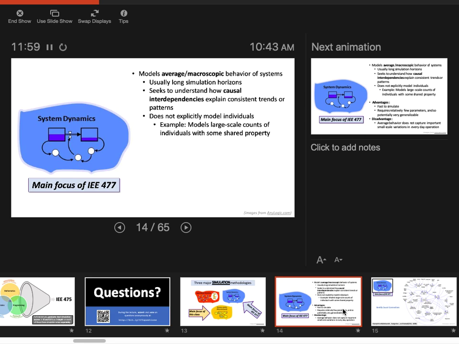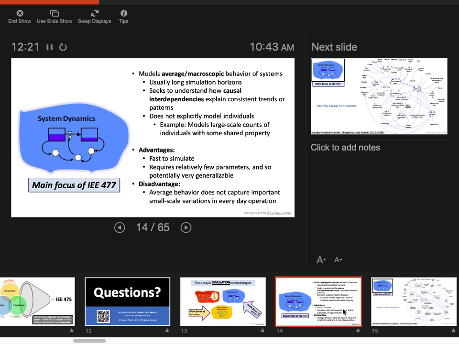Rather than capturing a realistic stochastic trajectory that you might get out of a real classroom, it models the average classroom. On average, this is how many people are listening in right now and how many people have checked out, and over time, how do the averages change? So that's what system dynamics modeling is. The advantage is it can be very fast to simulate and requires relatively few parameters. It's basically a graphical representation of a simplistic mathematical model.